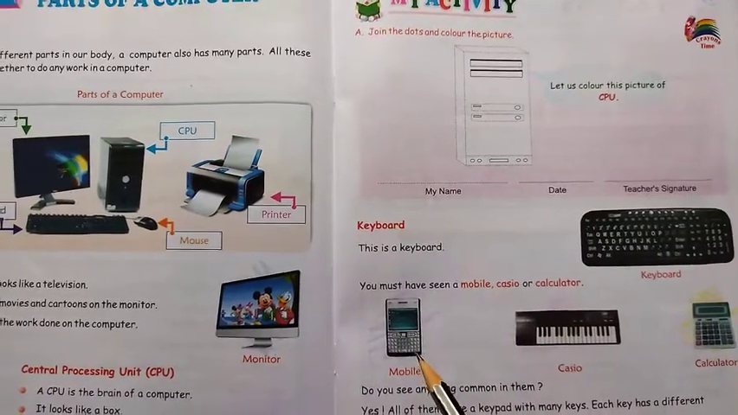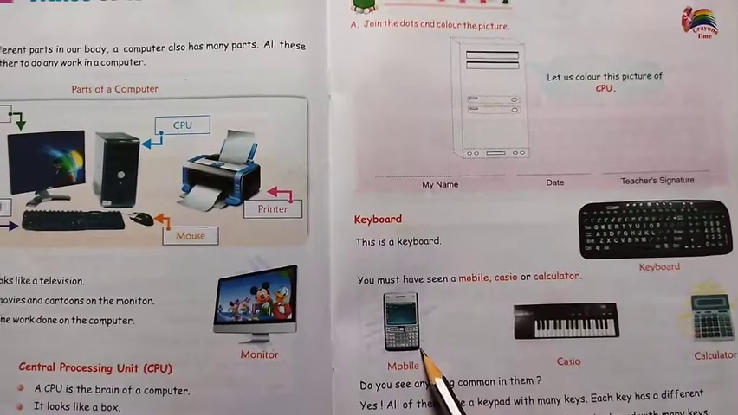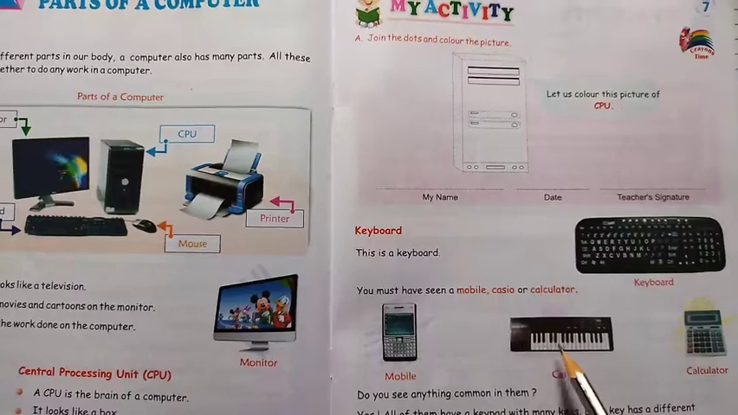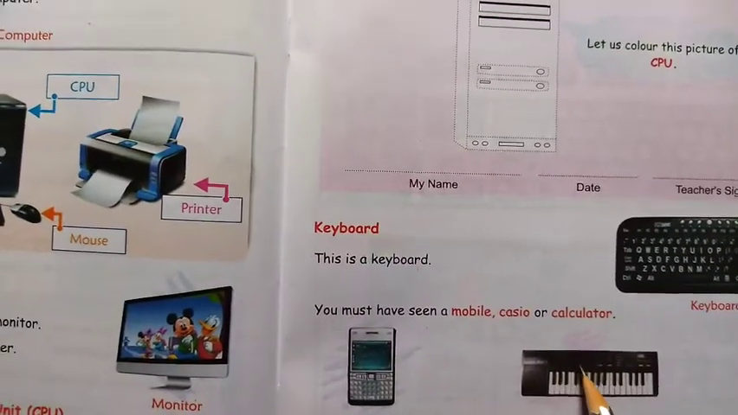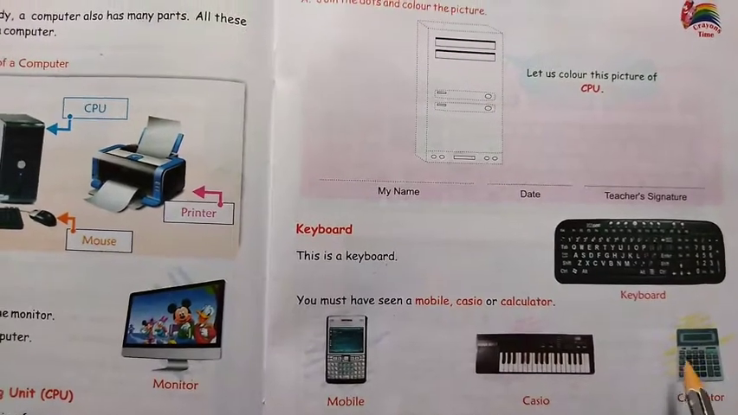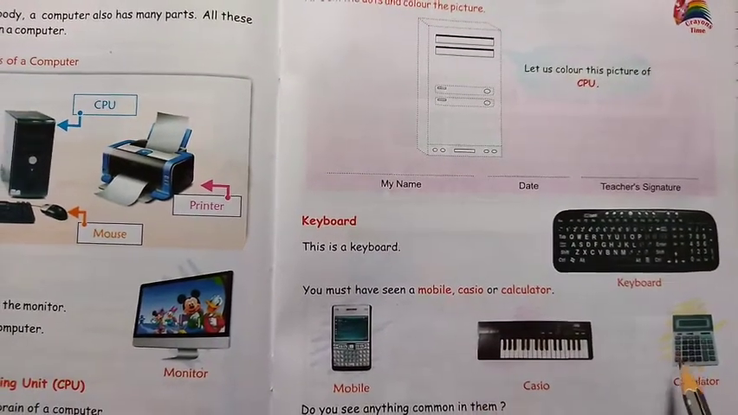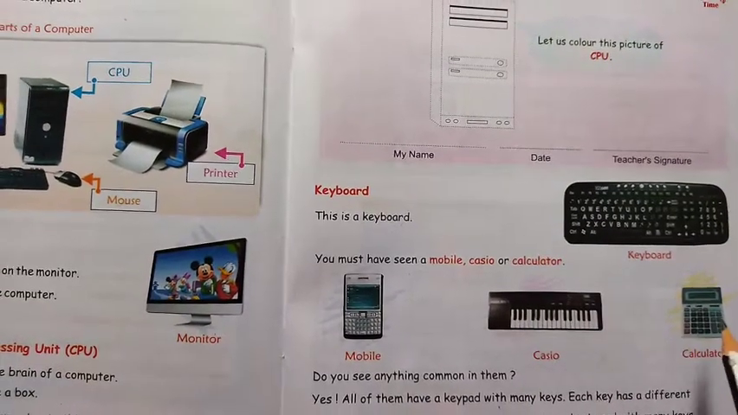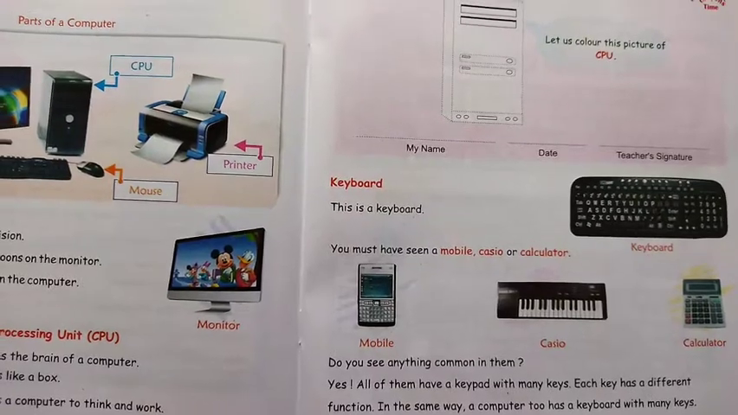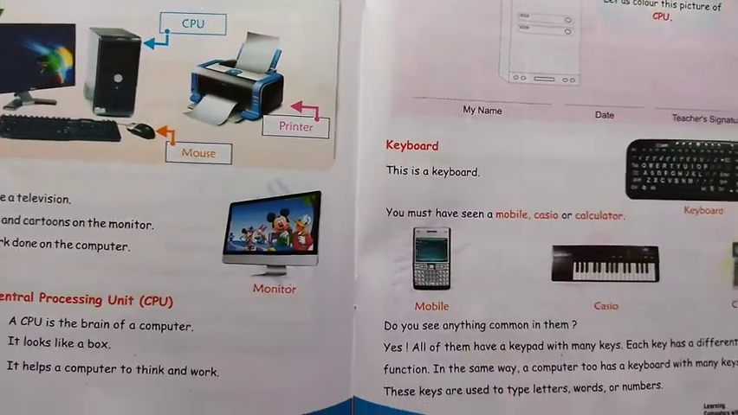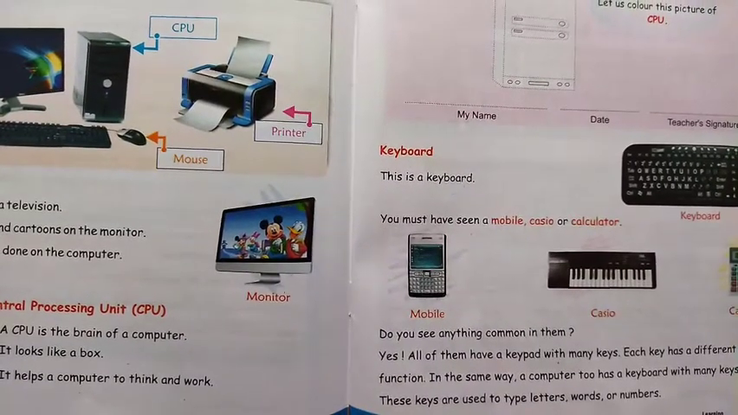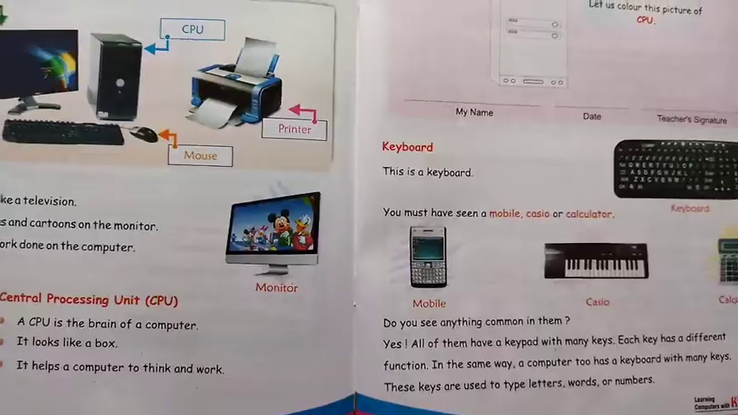Nowadays, all of you are using a mobile for online classes. Now you must know all the functions of each key. This is a Casio. You can see keys here. All these have different functions, and a calculator also has a keypad. This keypad has many keys which have different functions. In the same way, a computer too has a keyboard with many keys, and these keys are used to type letters, words or numbers.